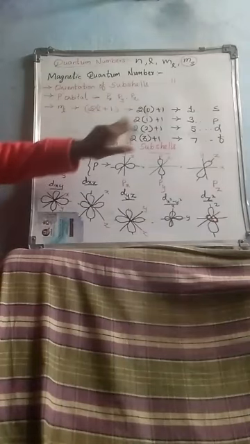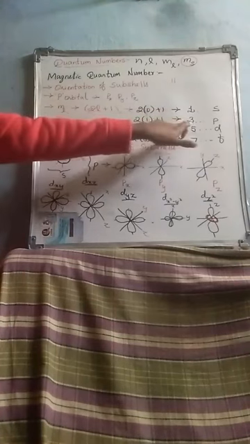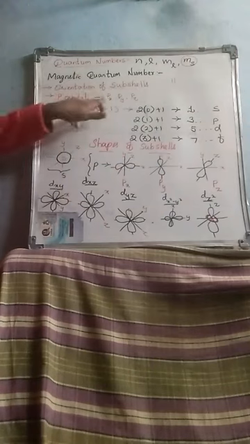So 2l plus 1: if we substitute l equal to 0, that means the s subshell, 2 into 0 is 0, and 0 plus 1 will be 1. So the s subshell will contain 1 orientation. If we substitute l equal to 1, 2 multiplied by 1 is 2, and adding 1 gives 3. So the orientations of p will be 3, px, py, pz, and the d orbital and f orbital will have 5 and 7 orientations respectively.